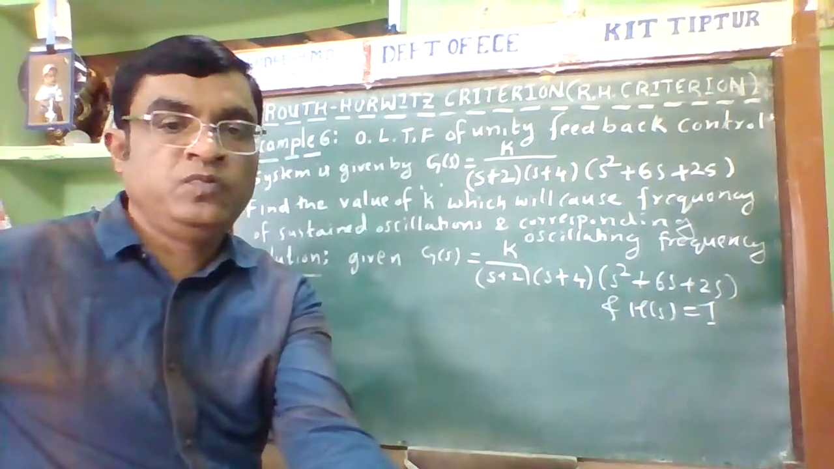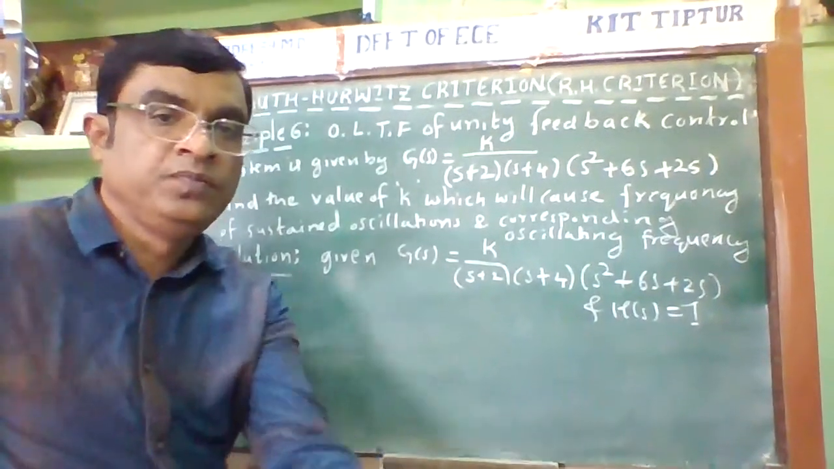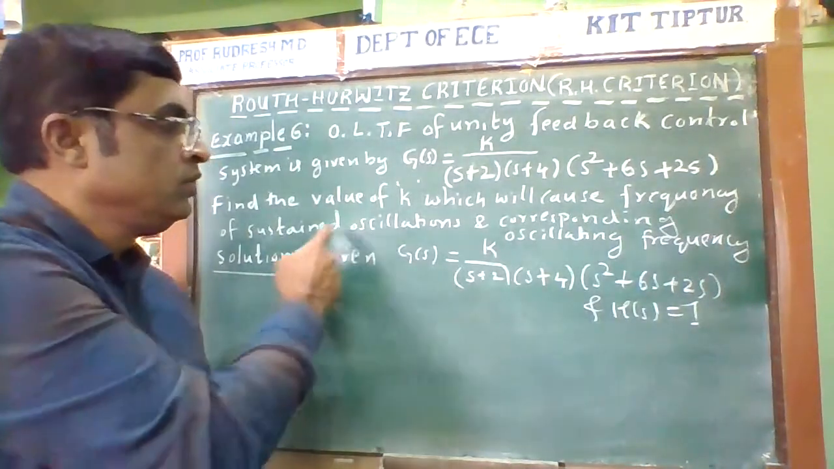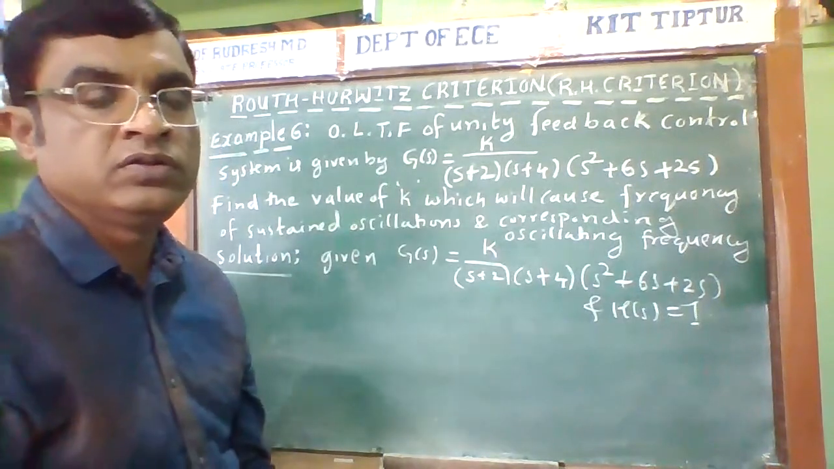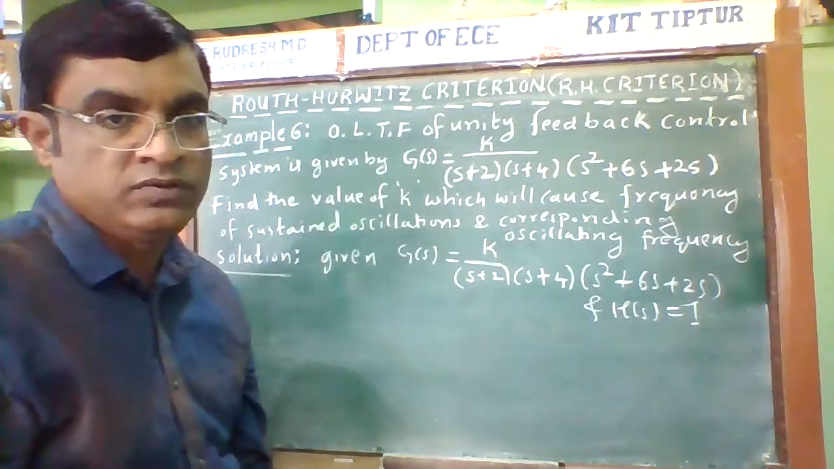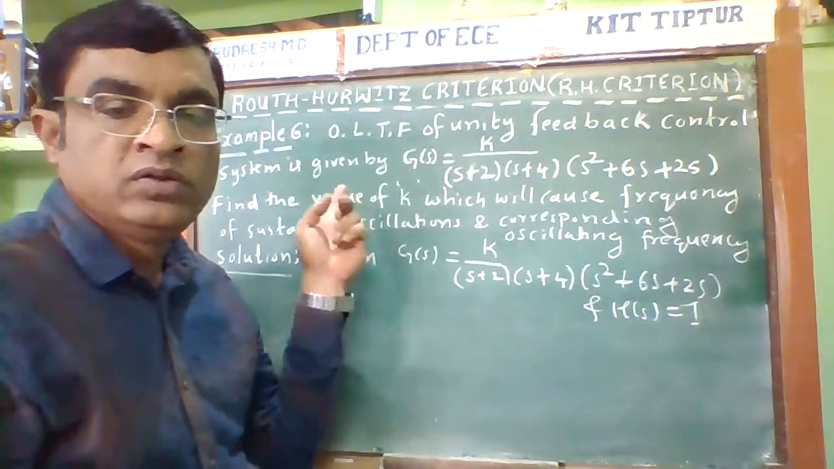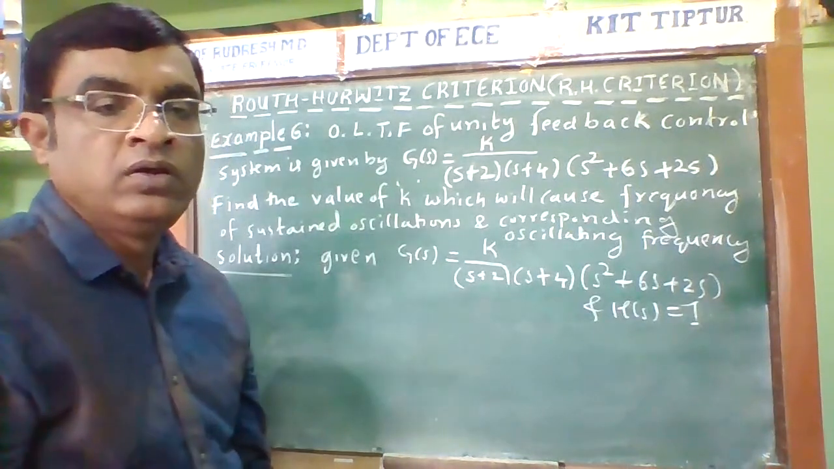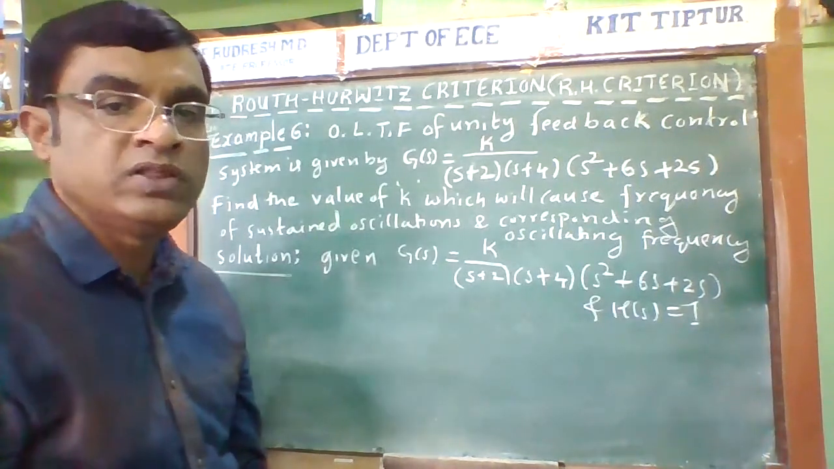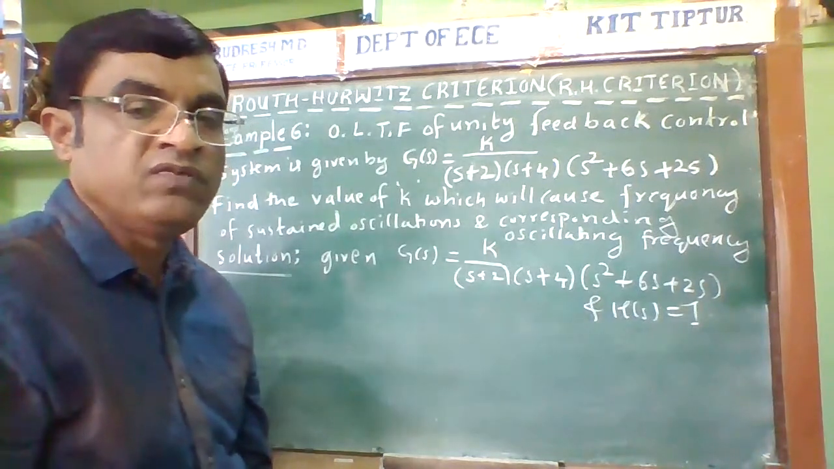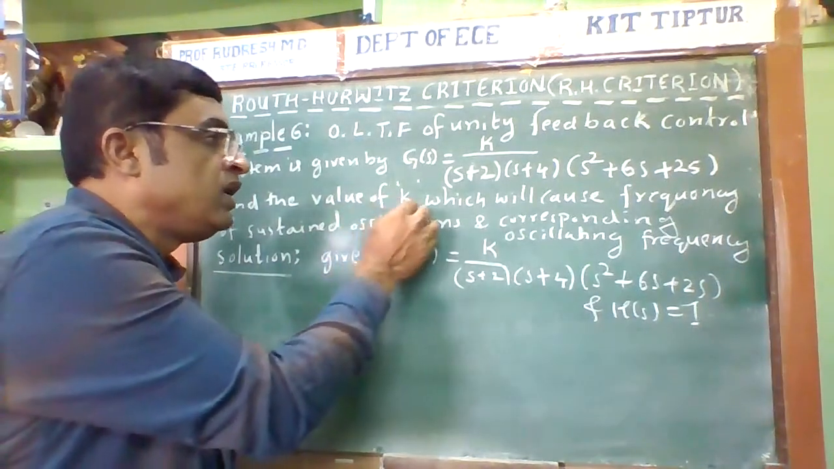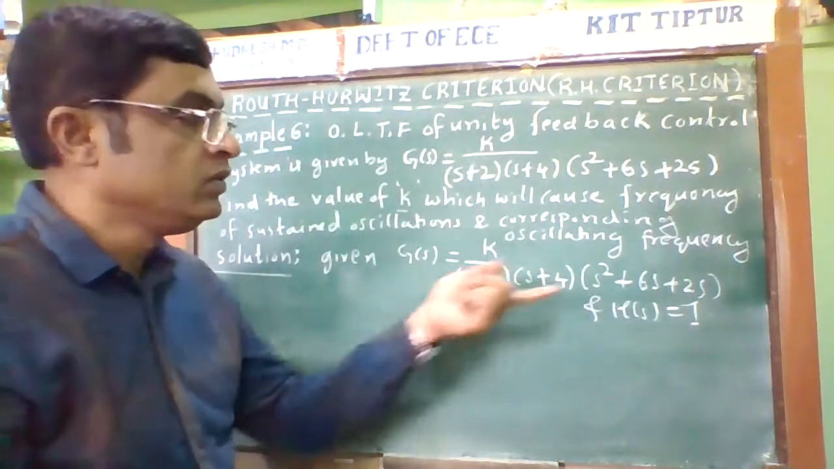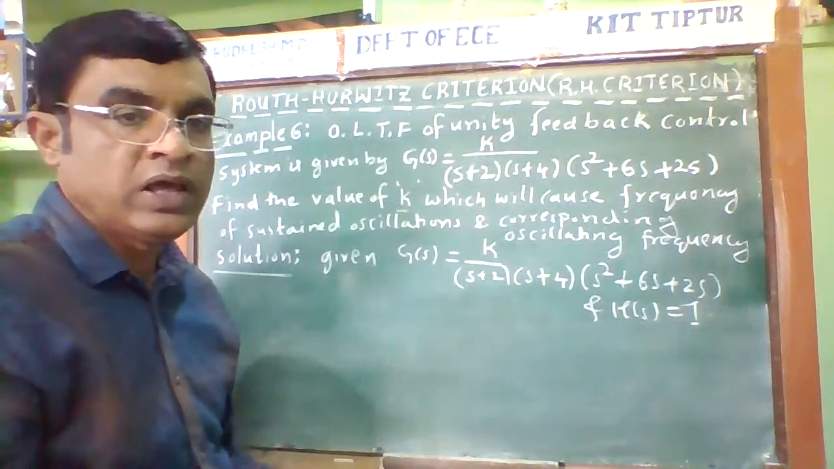Find out the range of values of K. We need to find out the range of values of K here, and also the frequency of sustained oscillation. For these values of K, we need to find out the omega also. The frequency of sustained oscillation is denoted by the omega value. Therefore, we need to calculate the K value and also the omega value. For what values of K the system oscillates, that we need to calculate.